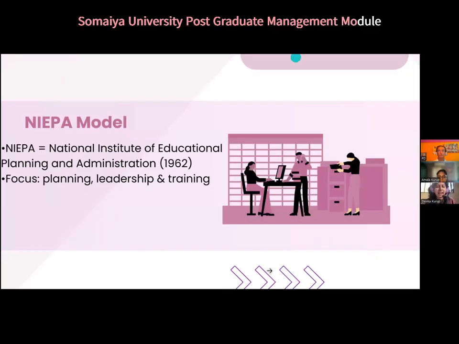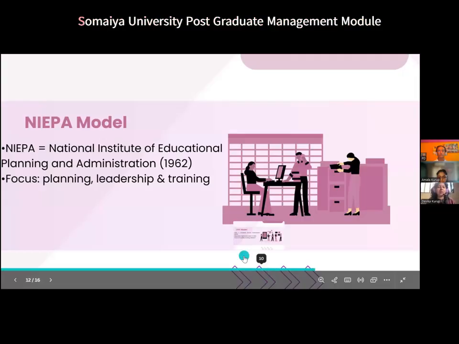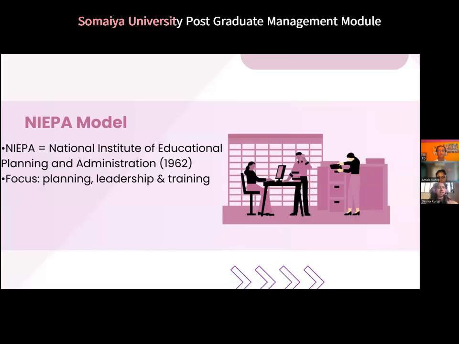The NIEPA model. What is the NIEPA model? It is basically about educational planning. It's not higher education; it is educational planning in itself. For example, teachers and administrators come under NIEPA. NIEPA stands for National Institute of Educational Planning and Administration. It deals with planning and leadership of school levels, as well as national educational systems. In short, it trains people to manage education, like principals, headmasters, educational officers, teachers, etc.